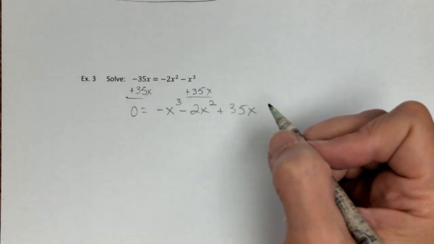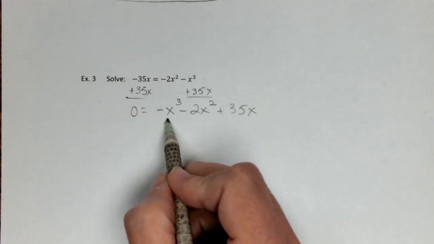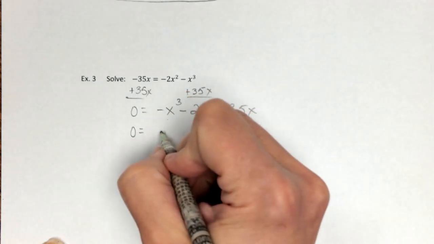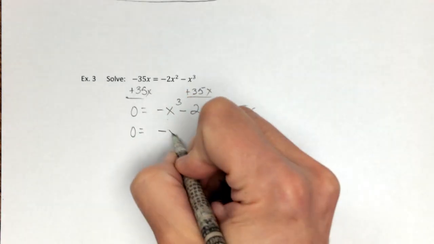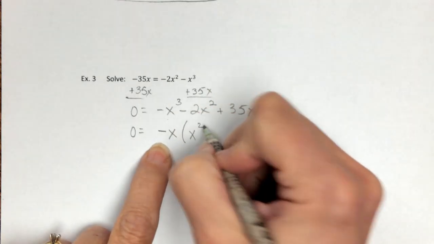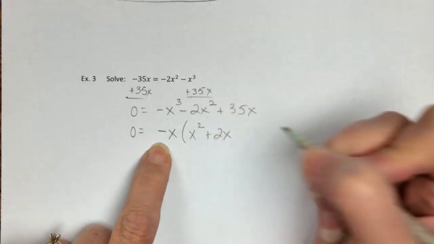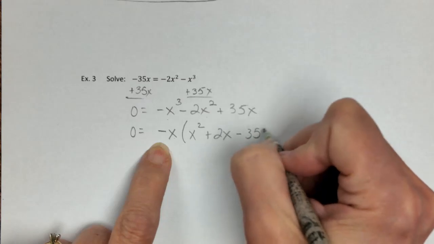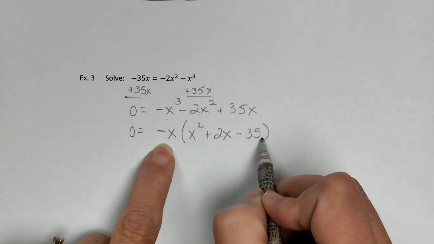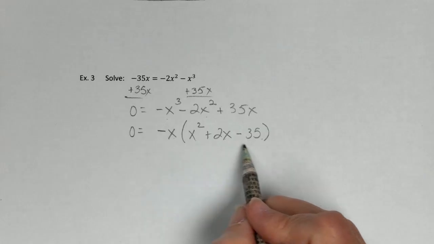Also keep in mind you want your lead coefficient, the coefficient of the one with the highest exponent, to be positive. So when I'm doing my GCF, I'm going to also factor out a negative. So negative x, what do I take times negative x to get that? X squared. What do I take times negative x to get the second term? Well, 2x. And then this one will be negative 35. So let's just check. That's negative x cubed minus 2x squared plus 35x. And that matches up here. So now I need to factor this part.